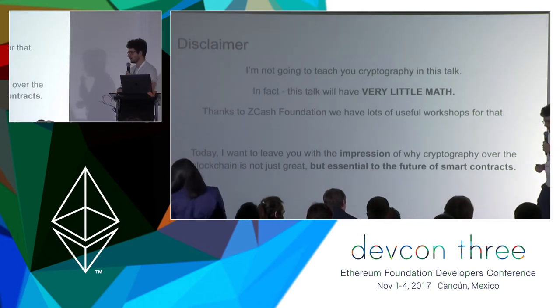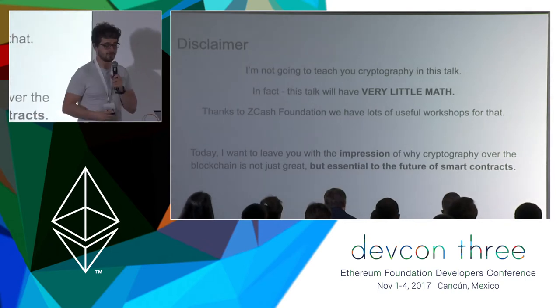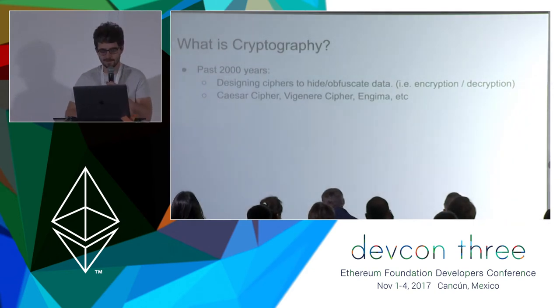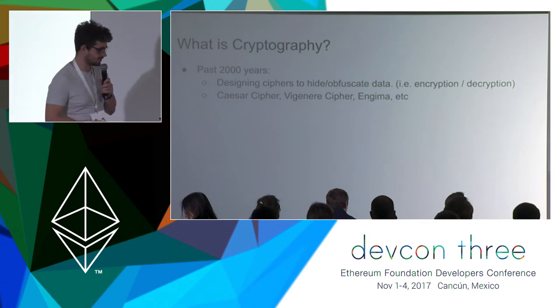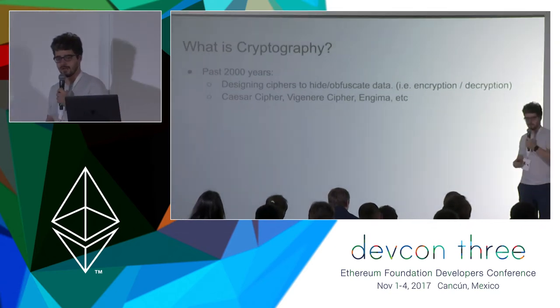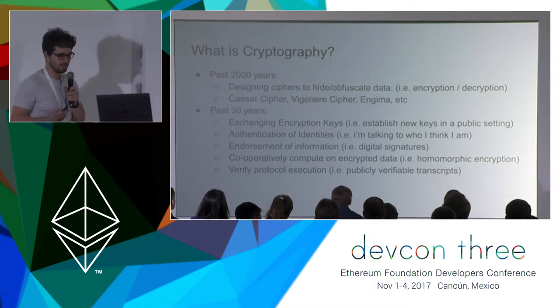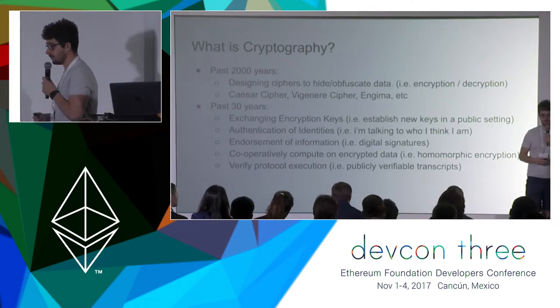So instead I want to leave you with an impression that cryptography can be really useful for smart contracts, if not nearly essential as well. But first, what is cryptography? Well, when I talk to non-experts, they tend to say that cryptography is about designing ciphers, i.e. encryption and decryption. But hopefully, as some people in this room know, over the past 30 years and with the rise of the internet, cryptography is so much more.